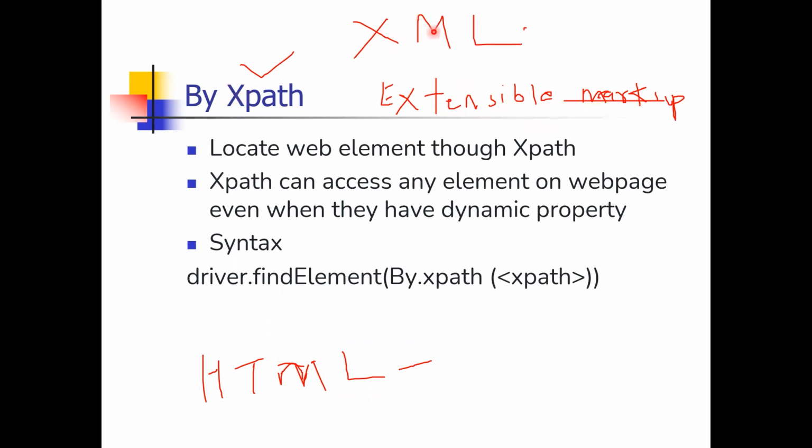X is for XML, extensible markup language. XPath basically works for XML, but since it's a markup language, it works for HTML also. XPath is used to locate HTML elements for dynamic changing properties. If dynamic properties change, then we use XPath along with CSS.